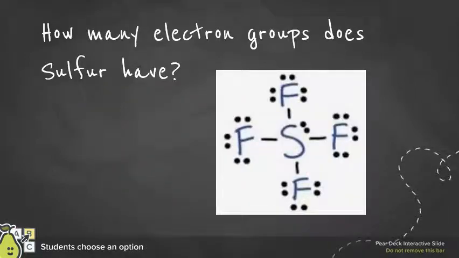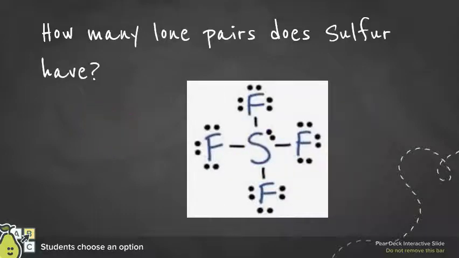So how many electron groups is sulfur going to have? We can see that there is 1 for each single bond, but then sulfur also had extra electrons that were a lone pair. So we actually have 5 electron groups, the 4 bonded and the 1 lone pair. So how many of these then were lone pairs on sulfur? It was just 1. Again, we have lone pairs on fluorine, but for our geometry, we're just looking at the ones on sulfur. So sulfur has 1 lone pair.